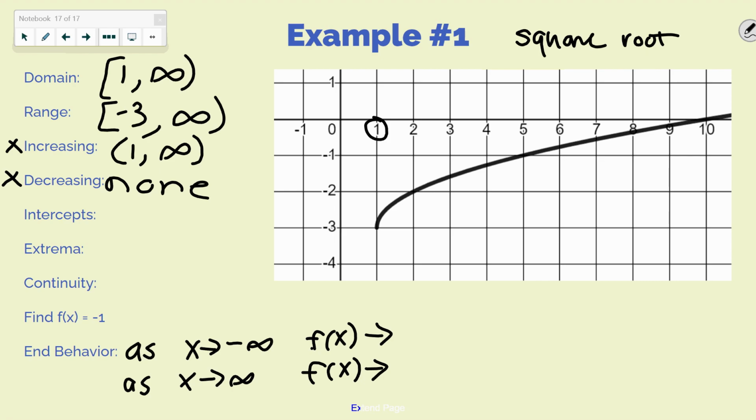Intercepts. Let's hear from you guys near my desk. What intercepts do you see? 10, 0. Great. And extremas. So we talked last time about extremas being those peaks or those valleys. A peak meaning you're going from like increasing to decreasing, peak. Valley meaning decreasing to increasing.